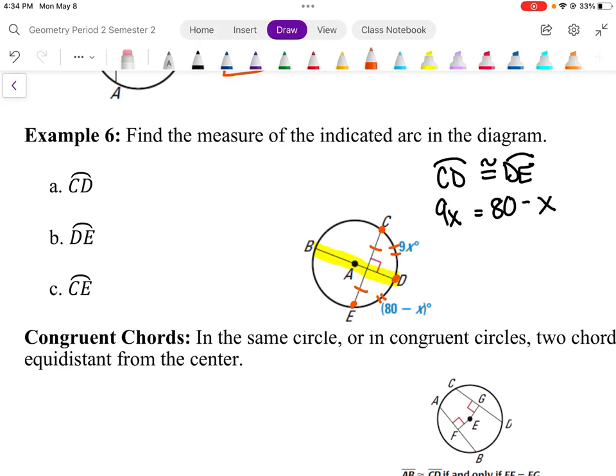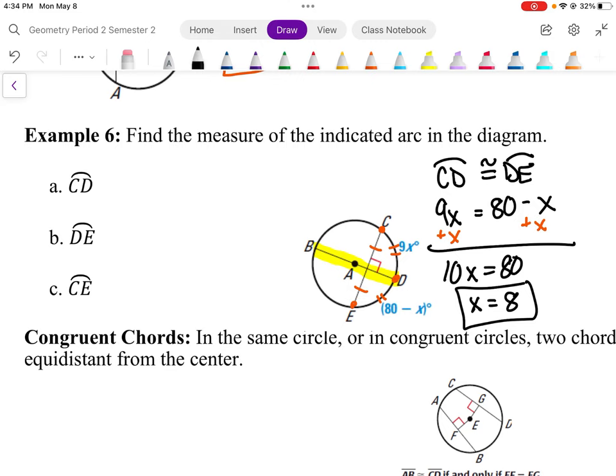and solve for x. So we're going to add x on both sides to get 10x equals 80. Divide by 10. That tells us x is 8. Once we know what x is, we're able to solve for the arcs they're looking for.